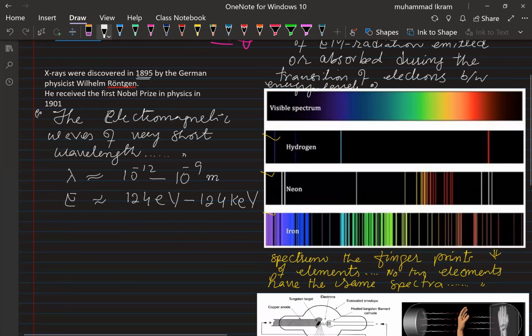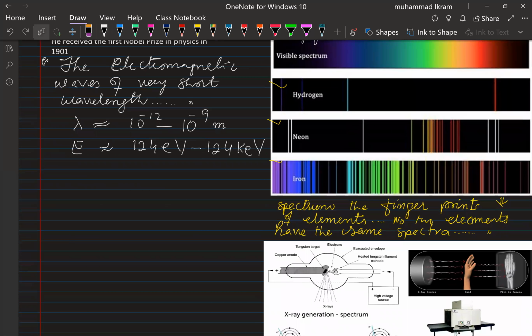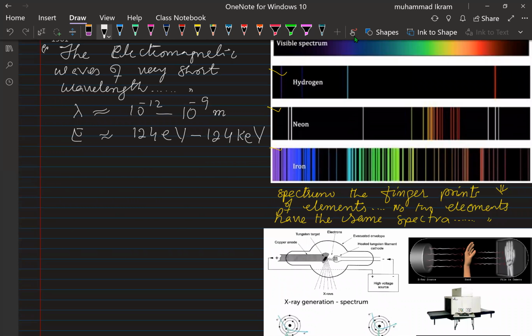Now, how the X-rays are produced, the production of X-rays, I will discuss with you. The X-rays are produced by two kinds of principles or two mechanisms.